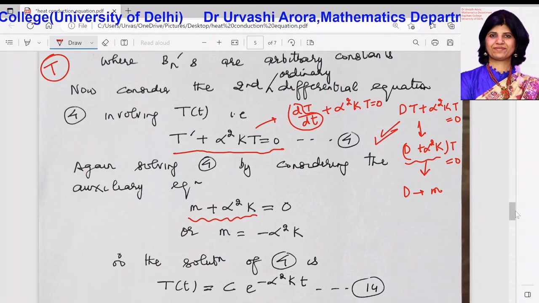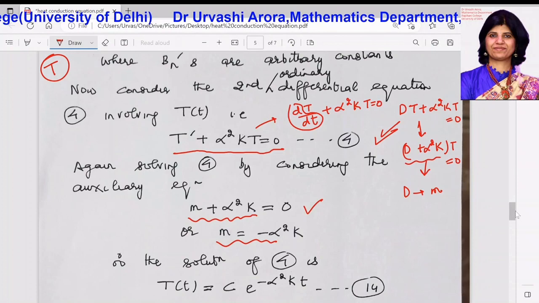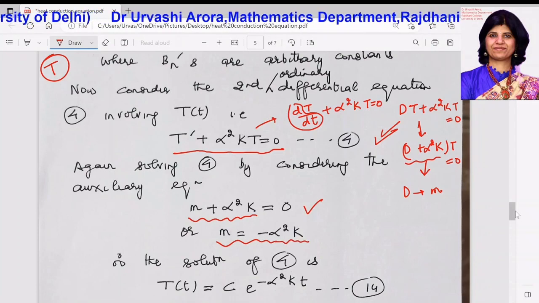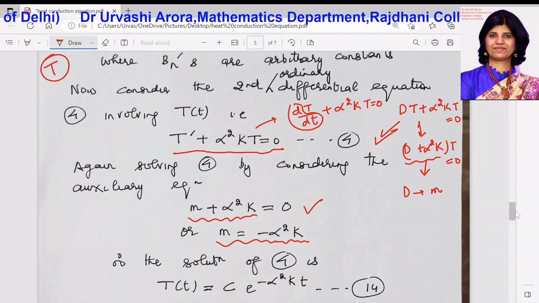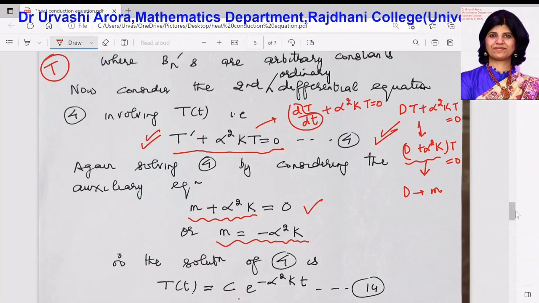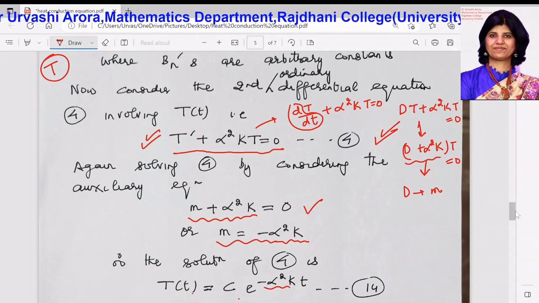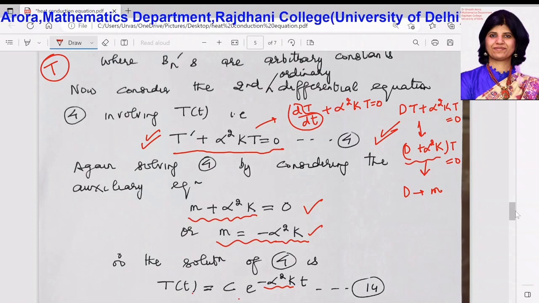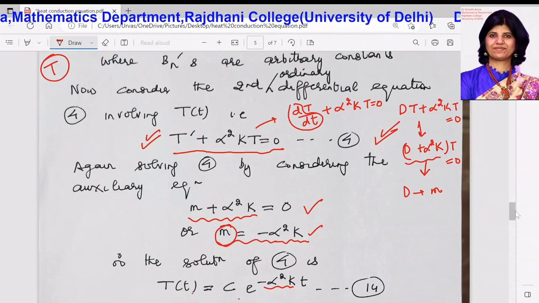Now, the value of m, or the root of this auxiliary equation, comes out to be m is equal to minus alpha square k, and correspondingly the general solution of this differential equation comes out to be T is equal to c e to the power minus alpha square k t. This is the value of the auxiliary variable m.